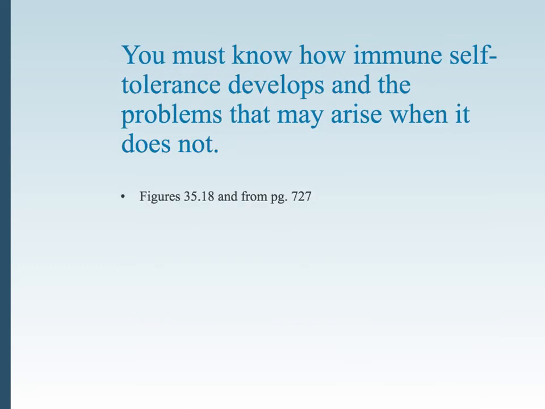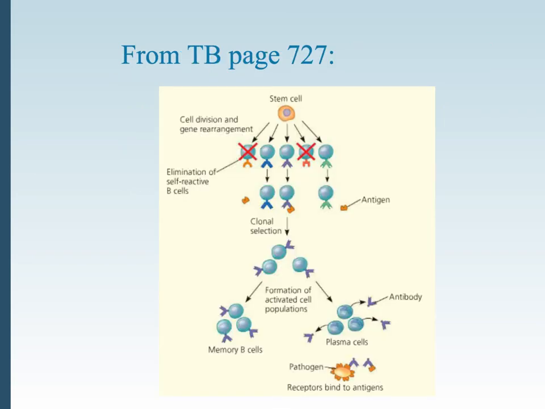You must know how immune self-tolerance develops and the problems that may arise when it does not. So this is a diagram right out of your textbook. I didn't show it to you in class, but it summarizes really nicely, at least as far as the B cells are concerned. And of course, the same thing's happening with the T cells. But adult stem cells in your bone marrow are what are causing all of these other white blood cells to develop. And this is coming from gene rearrangement. Remember, we used the enzyme recombinase to recombine the DNA from these particular genes.